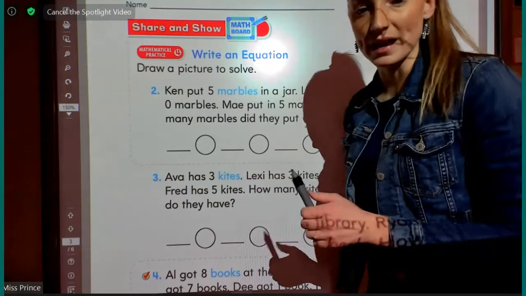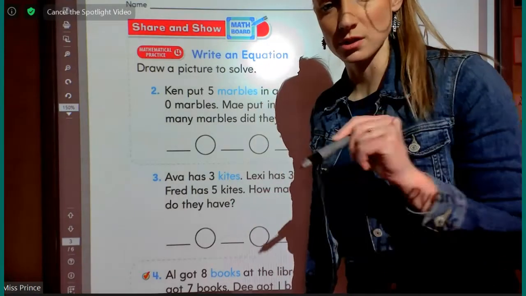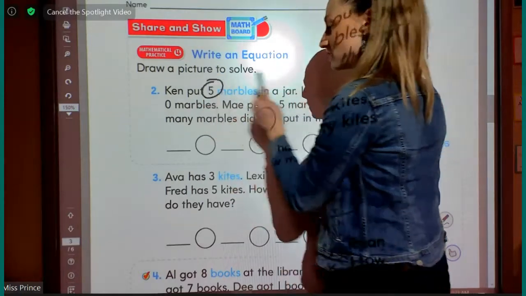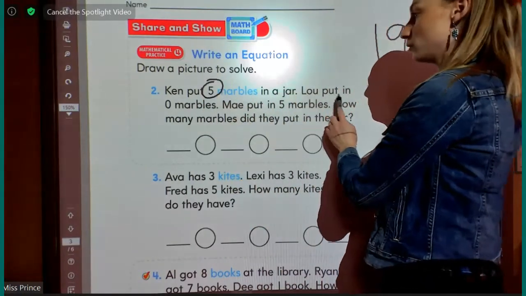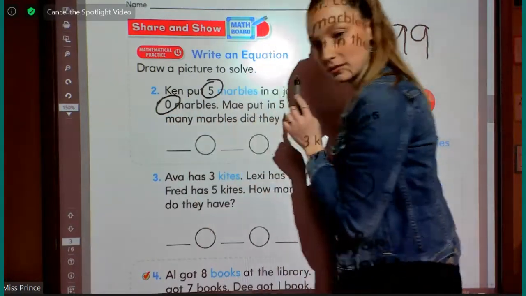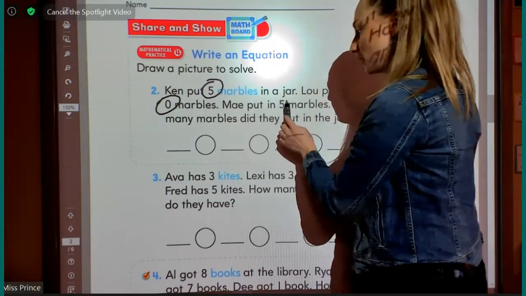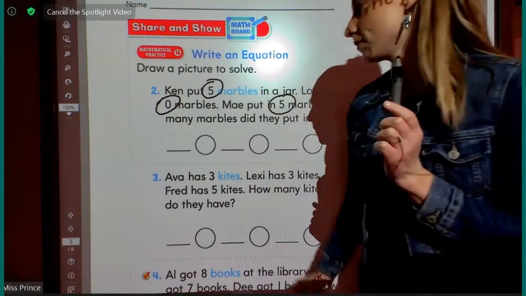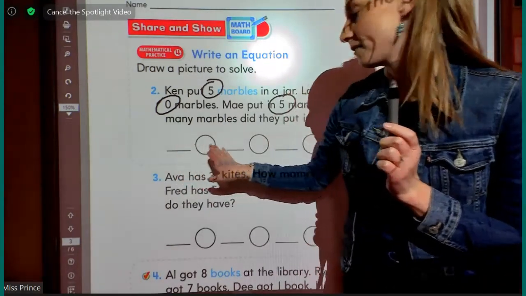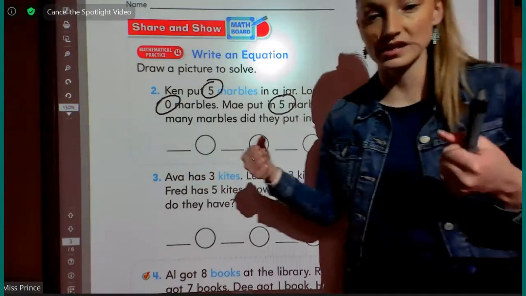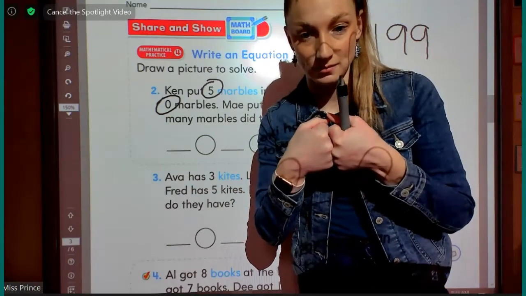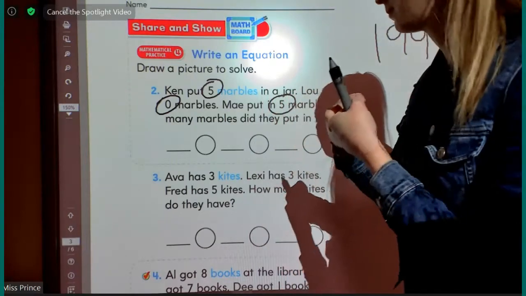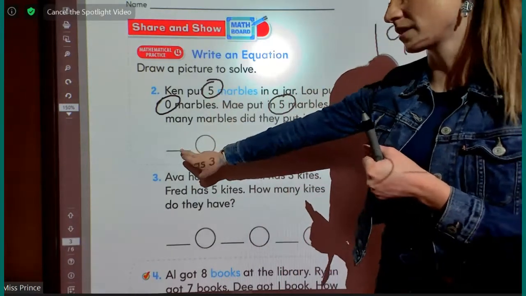So we need to go back and circle all 3 of those numbers so we know what we're adding together. Ken put 5 marbles in. Lou put 0 marbles in. May put 5 marbles in. So, first thing we're going to do is write out the equation. Then we're going to see if we can build a 10 using any of those numbers. Okay, Kieran? So what's my first number that goes here?